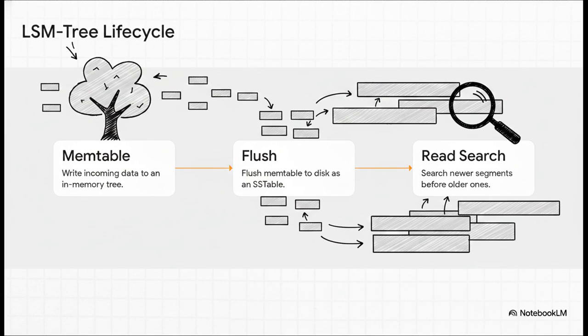Step 2, when that notepad gets full, usually after a few megabytes of data, it gets flushed to the permanent disk as a brand new, completely immutable SSTable segment. Think of this as ripping off a full page of your notepad and filing it away into a permanent filing cabinet. And then step 3, when you need to read a key, you check your active notepad first. If it's not there, you check the newest segment you just filed away, then the next oldest, and so on.